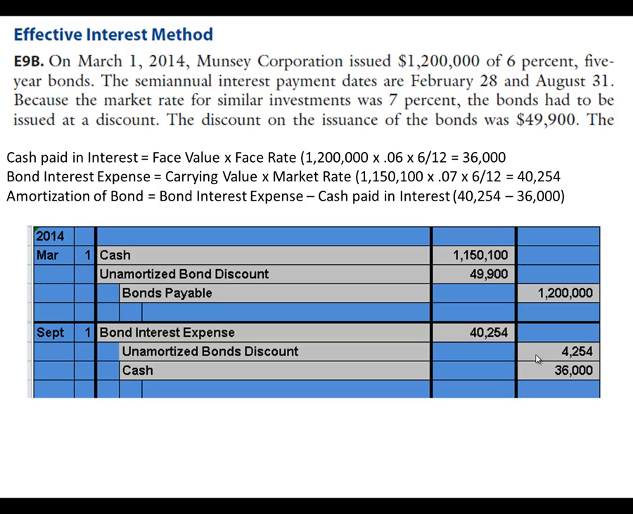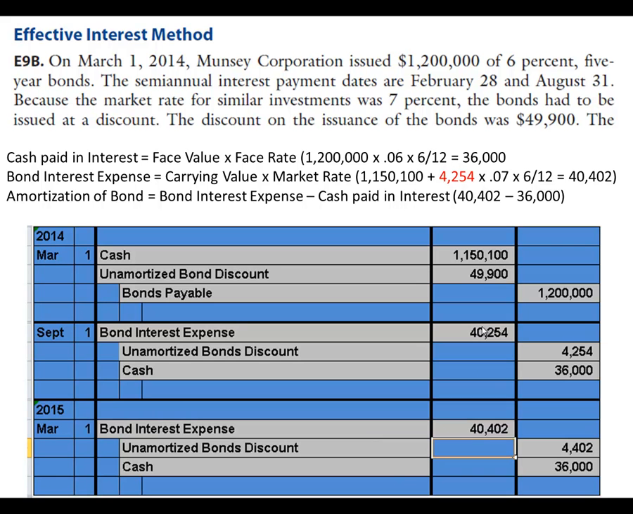The other thing that's going to change, we're going to calculate our second interest payment, but it doesn't stay the same. These amounts are going to change. The only amount that stays the same is the cash. So let's take a look. You can see the account we're going to debit and the accounts we're going to credit stay the same, and the calculation of cash remains the same. But we need to recalculate our bond interest expense because it is based on the carrying value, and the carrying value will change because the balance of our unamortized bond discount account will change.